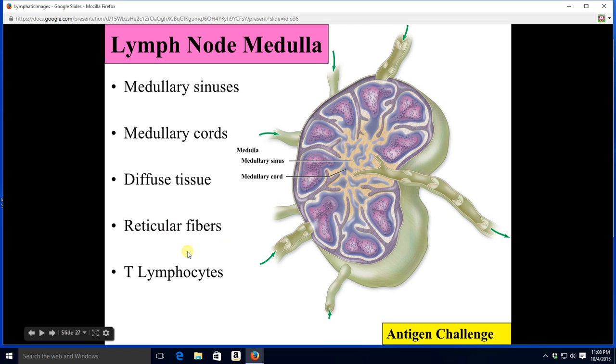Now, interestingly enough, primarily in the medulla, we find just T lymphocytes, whereas we find both in the cortex. Notice we also don't have the follicles that we had on the outside. Follicles are mainly on the outside. This is where we find clusters, which makes sense because this is where the incoming things are arriving.